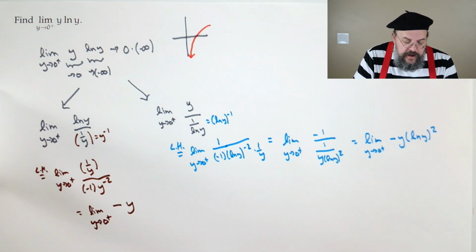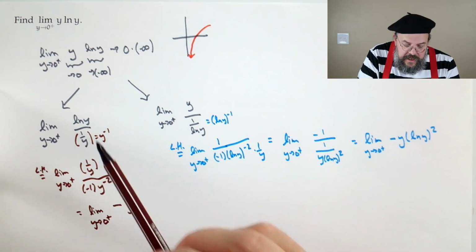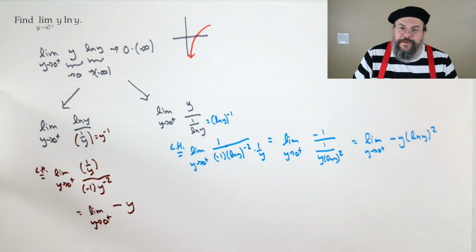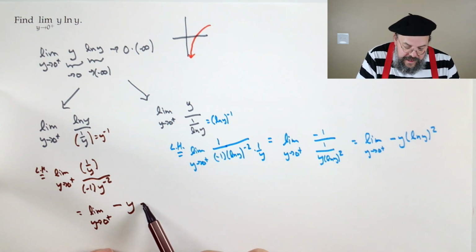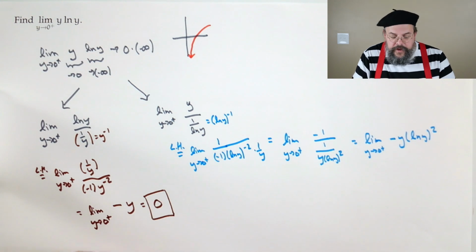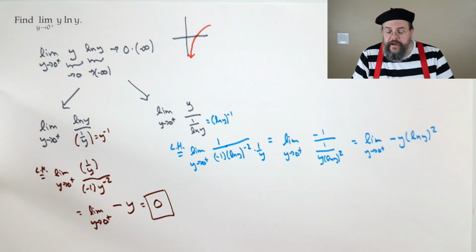Now, what do you notice? Here, the expression is simpler. So, we're going to go with this route. In fact, now we can receive the answer. We say, aha, it's 0, because y is going to 0, so minus y goes to 0. And there we go. So, that's the answer.